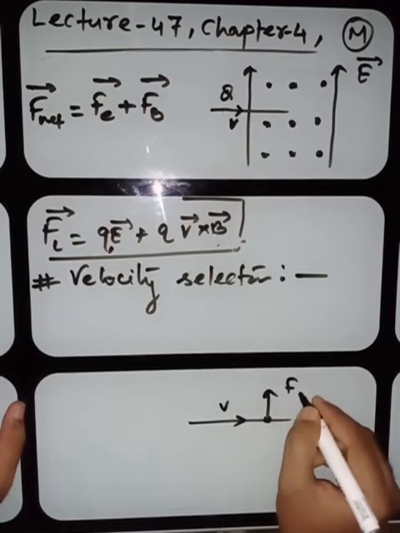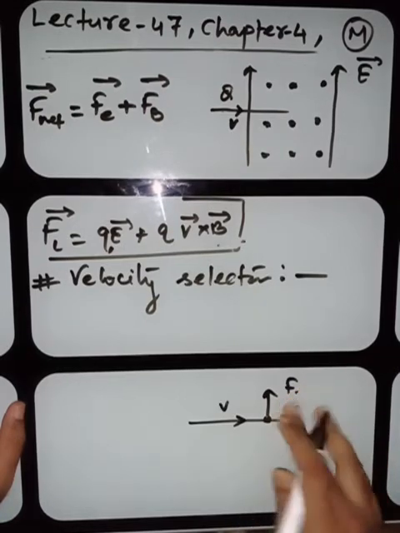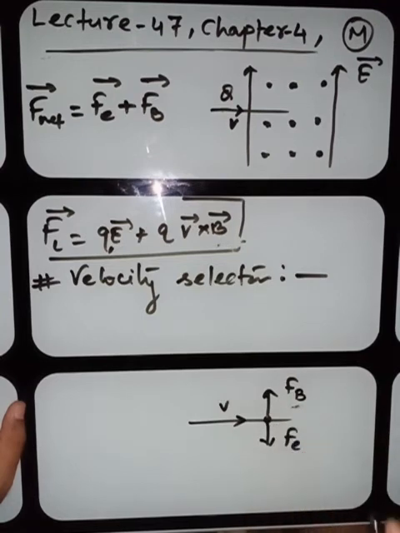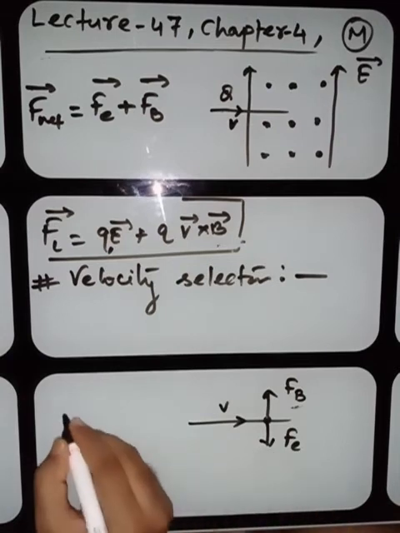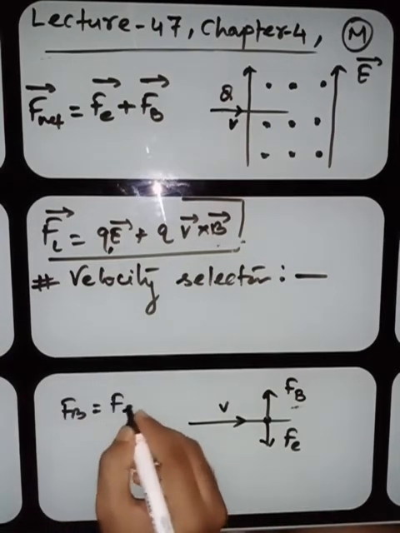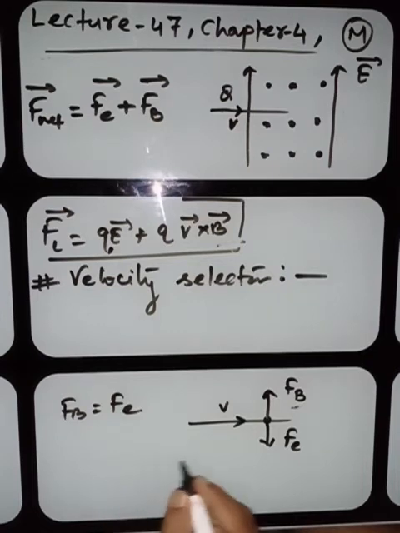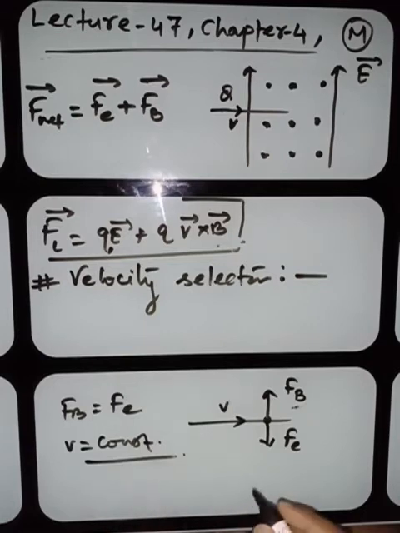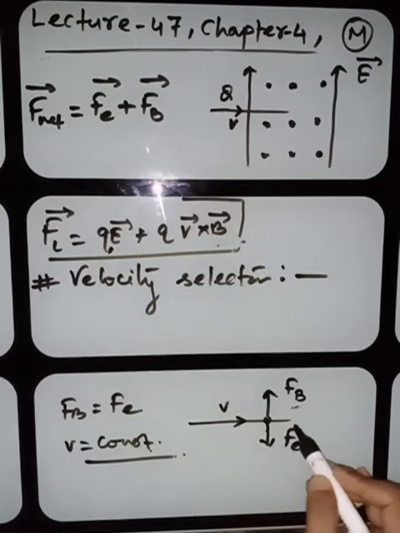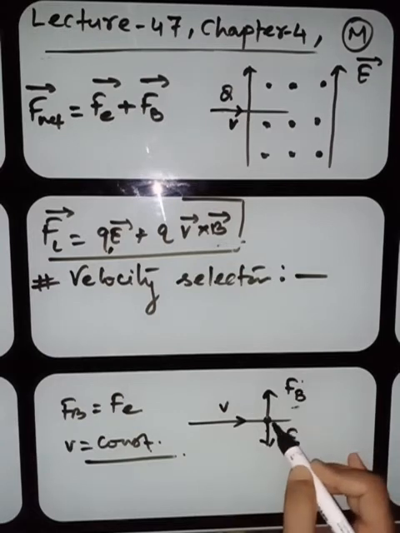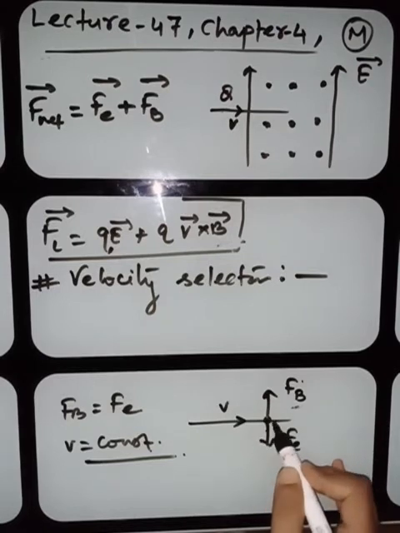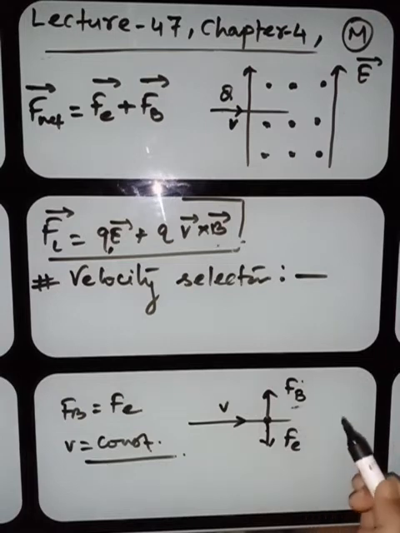acting. One is the magnetic force due to the magnetic field, and the second one is the electrostatic force. What will happen if this Fb equals the Fe? Yes, the velocity remains constant. Remember, this velocity will not change. If the two forces are the same, this charged particle neither moves on a circular path here, nor does it get disturbed to go in this direction, and it will move without deviation in a straight direction.